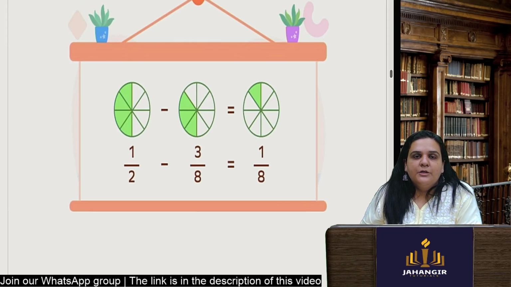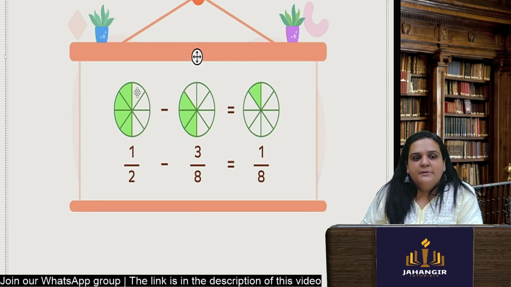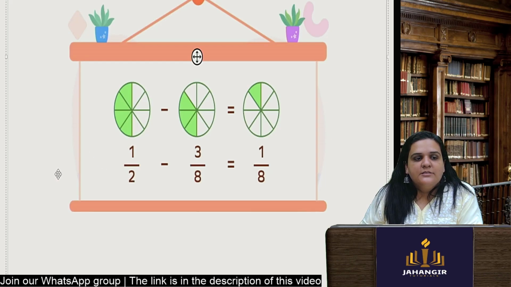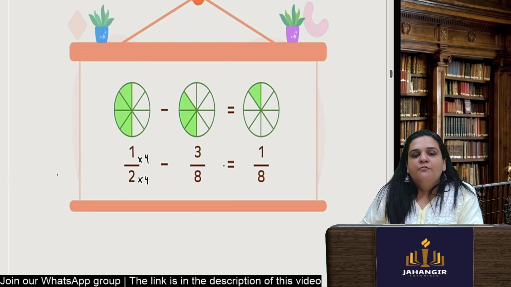If I tell you to put it in the form of fraction, so you will say this will be 1 upon 2, means basically it is 4 upon 8. But you can say 1 upon 2, this is 3 upon 8 and this will be 1 upon 8. So in the case of a diagram, if I'm asking you to subtract, you can just convert this as a like fraction. So if I'm converting this, I will say into 4 into 4. 4 minus 3 is 1 and here it is 8.